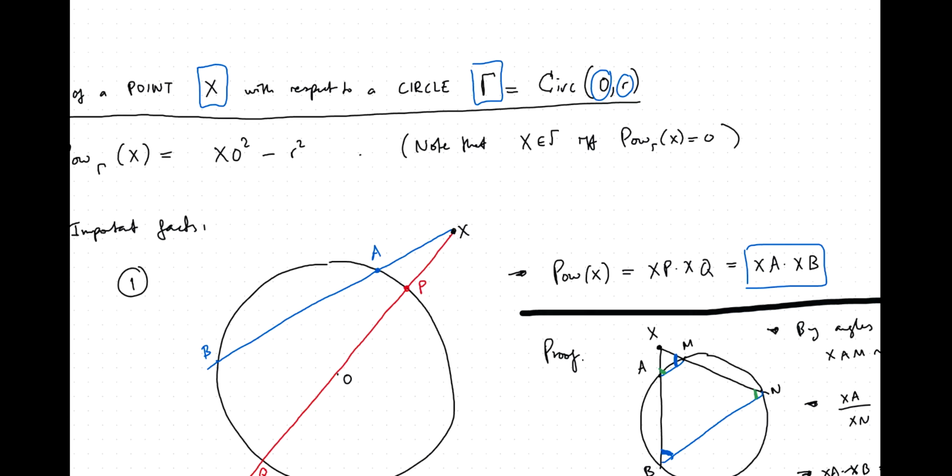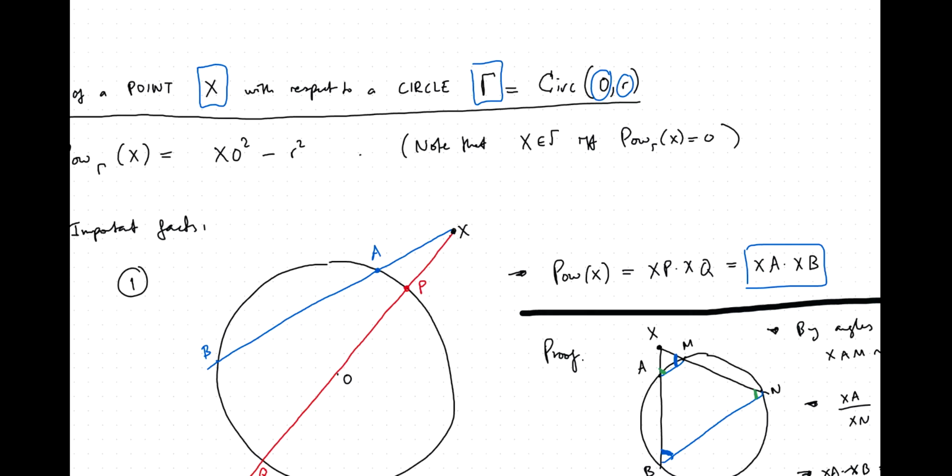When this is equal to 0, the point is on the circle. When it is not 0, it's not on the circle. So this is an algebraic equality. The condition that the point is on the circle is defined by an equality. But the condition that the point is outside the circle is an inequality. The power is positive. When the power is positive, the point is outside the circle. When the power is negative, the point is inside the circle.